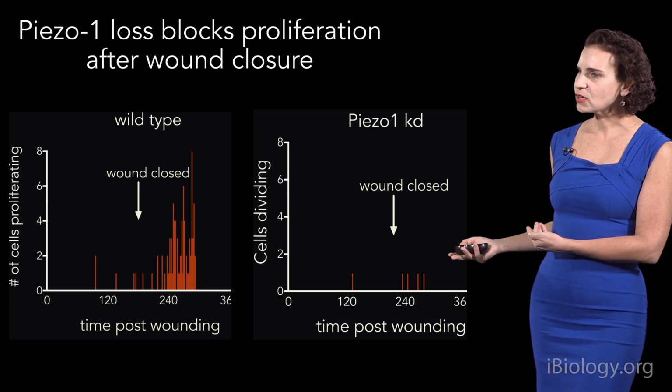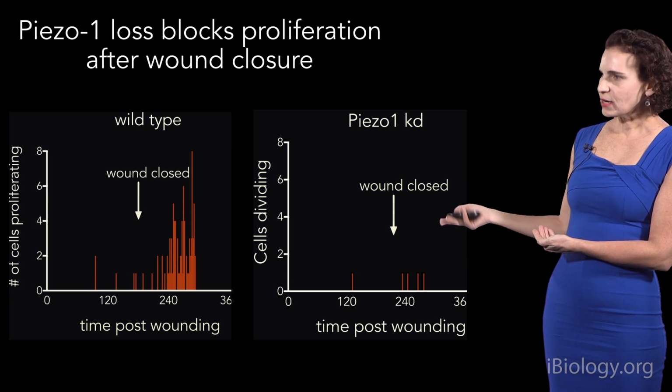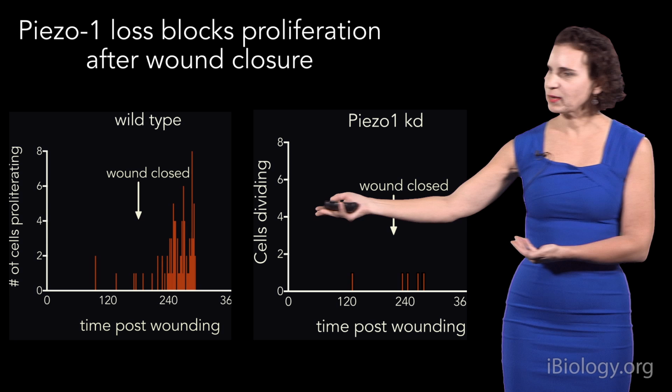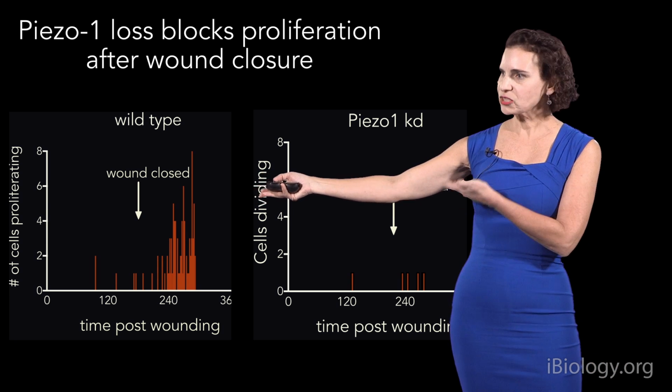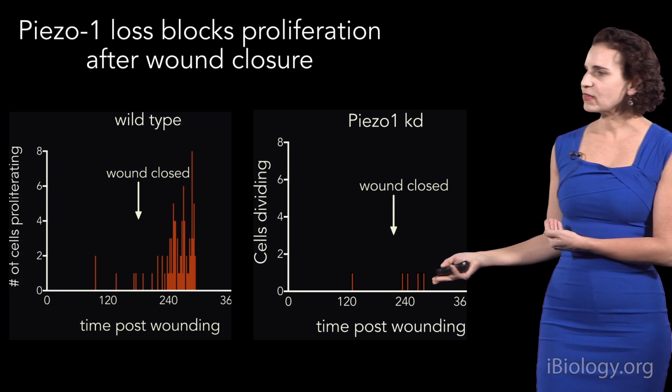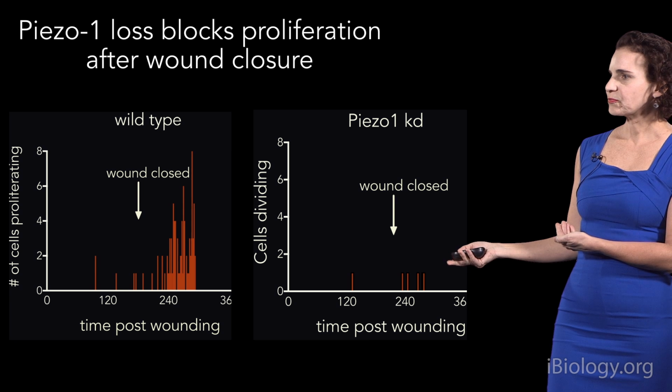This was true also in the wound healing results. So this is the knockdown case, and this is the wild type case. And you can see that after the wound closes in the wild type case, we get the same induction of proliferation. But in the case of the knockdown, these cells don't divide after they close the wound.